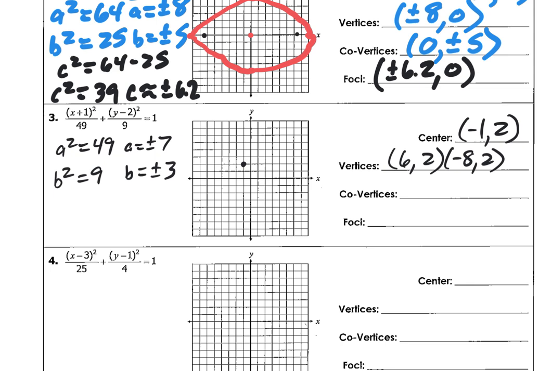So that means my co-vertices are going to add to the y value of my center, and we're going to go up 3 and down 3. So 2 plus 3 would be 5. 2 minus 3 would be negative 1. Okay, and we're going to plot those 4 points.